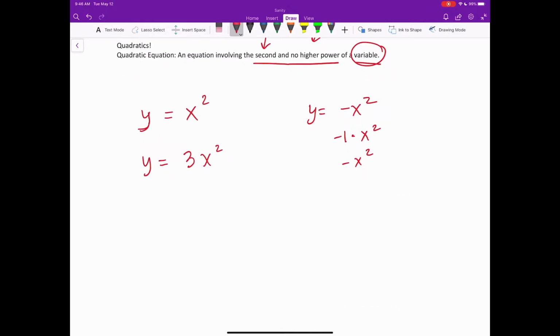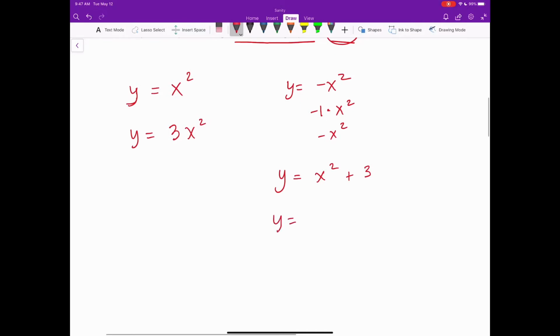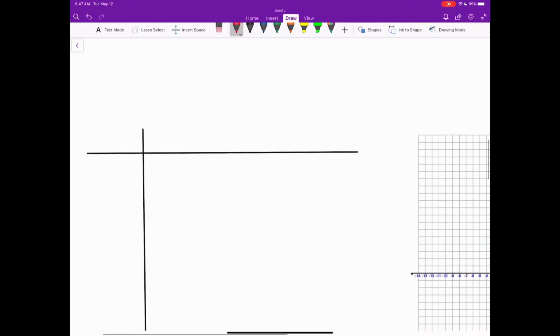We have that variable raised to the power of 2. What about y equals x squared plus 3? Yes, indeed. These are things you've probably seen before. y equals x squared plus 3x minus 4, that's still a quadratic equation. Even though I have that x there, my highest power is still 2 and no power above that. So these are all examples of quadratic equations. We're going to start very basic and just start graphing.